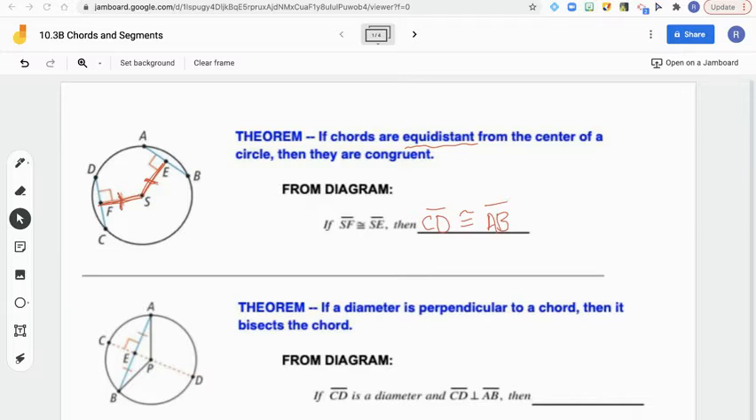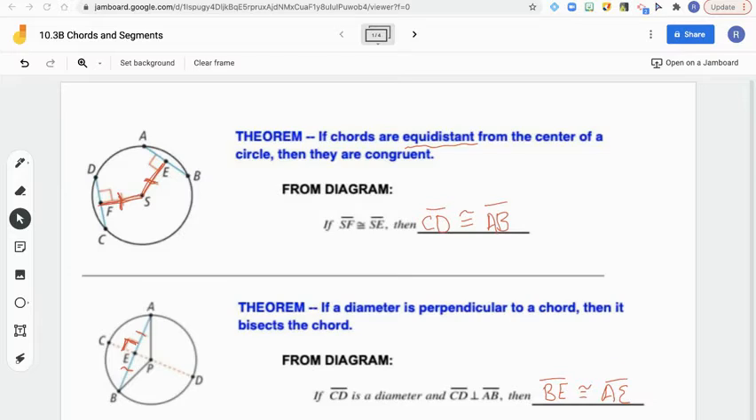The next one says that if a diameter is perpendicular to a chord, then it bisects it. So no matter where it is on the circle, if your diameter is perpendicular, then it's getting bisected. Those two parts of the chord have to be equal. So when we look at this diagram, if CD is a diameter and CD is perpendicular to AB, then these two pieces, BE, must be congruent to AE.